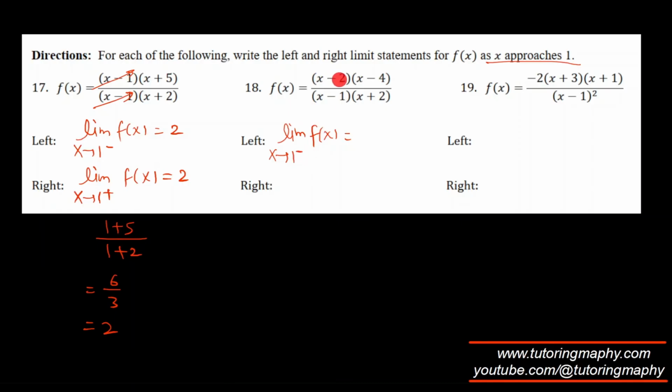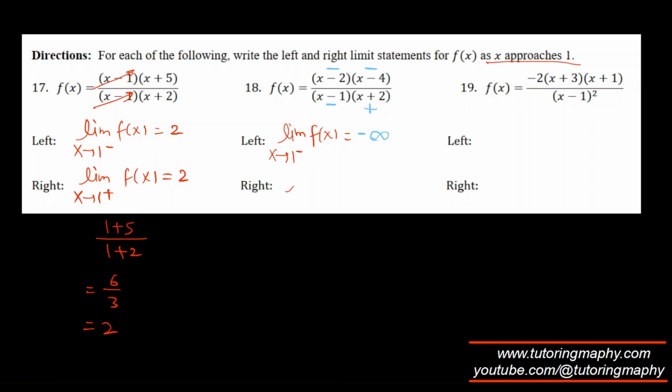So 1 minus is maybe 0.9. So 0.9 minus 2 is a negative number. 0.9 minus 4 is a negative number. 0.9 minus 1 is a negative number. And 0.9 plus 2 is a positive number. Three negatives will become negative. So the answer is negative infinity for 1 minus.